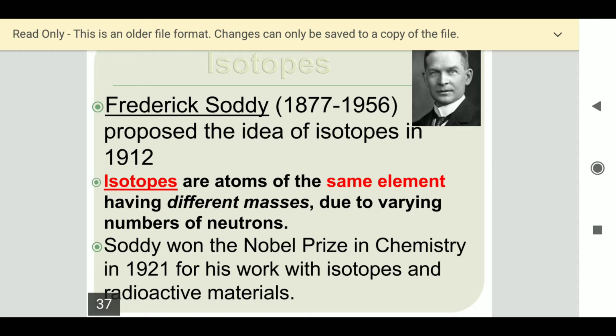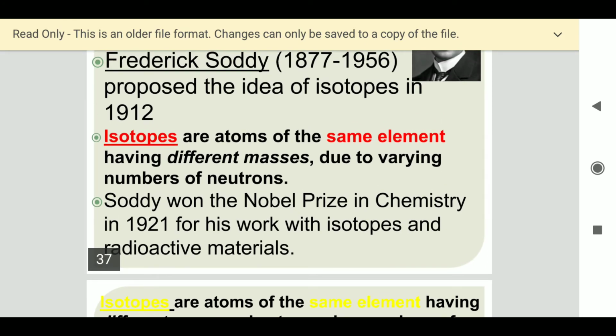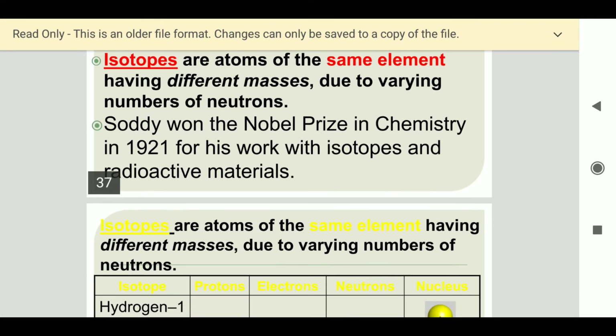Now, a new scientist, Frederick Soddy (1877 to 1956), proposed the idea of isotopes in 1912. The statement given by him was that isotopes are the atoms of the same element having different masses due to varying numbers of neutrons. क्योंकि नंबर ऑफ न्यूट्रॉन्स डिफरेंट होंगे तो हमारा मास नंबर डिफरेंट होगा. तो आइसोटोप्स के बारे में उन्होंने क्या बताया, आइसोटोप्स आर दोज विच आर हैविंग डिफरेंट मास नंबर. And Soddy won the Nobel Prize in Chemistry in 1921 for his work with isotopes and radioactive materials.